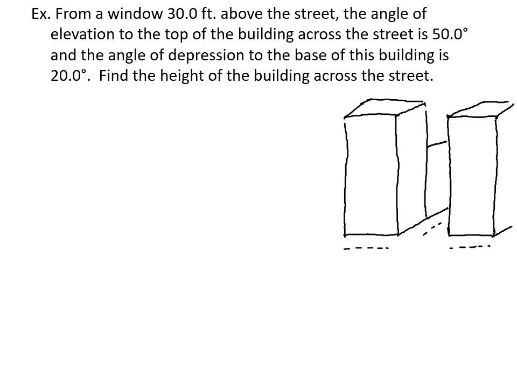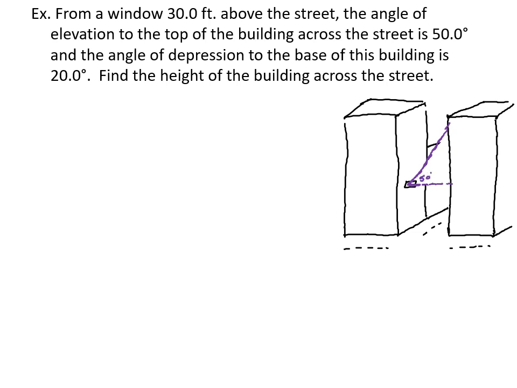So from a window 30 feet in the air, there's a window, we'll say it's about right here, 30 feet in the air. The angle of elevation to the top of the building across the street is 50 degrees. So there's a horizontal that you're looking at. If you look straight out this window to this building, you would have a horizontal line. And it's saying from that horizontal line up to the top of the building, that angle right there, and in fact, I'll erase some of the stuff that's inside the triangle now, that angle right there is 50 degrees.